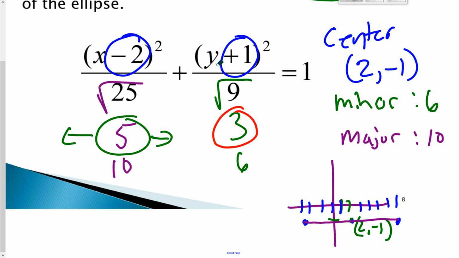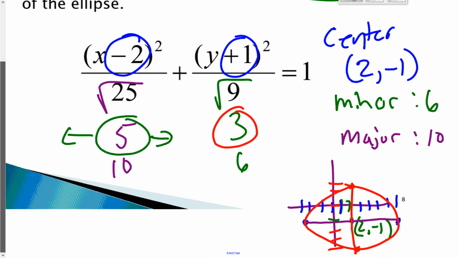Then we go 9, the smaller denominators underneath the y. So vertically, I'm going to go up 3 and down 3 from that center. So 1, 2, 3, and 1, 2, 3, and that would be the minor. And then you can draw the best oval that you can. So that's all I'd ask you to do on a test or a quiz.